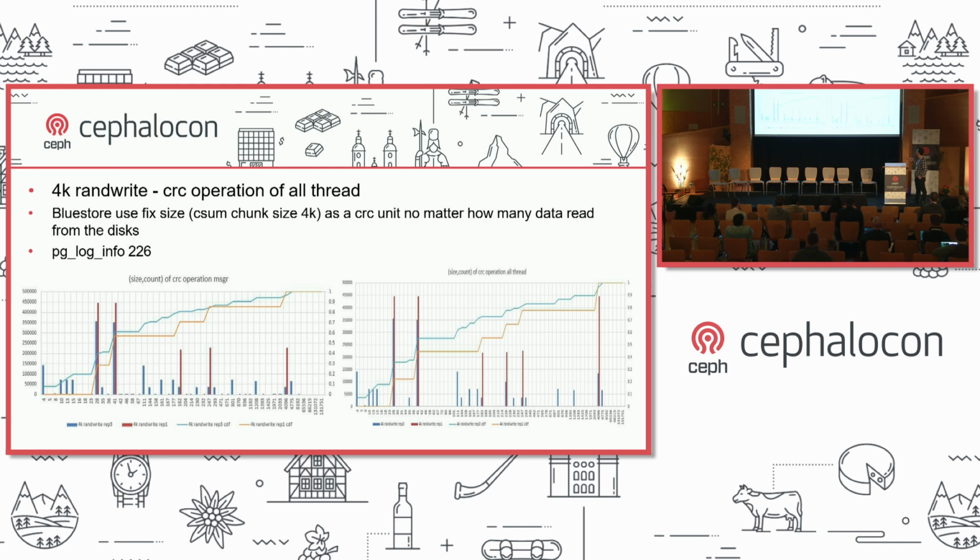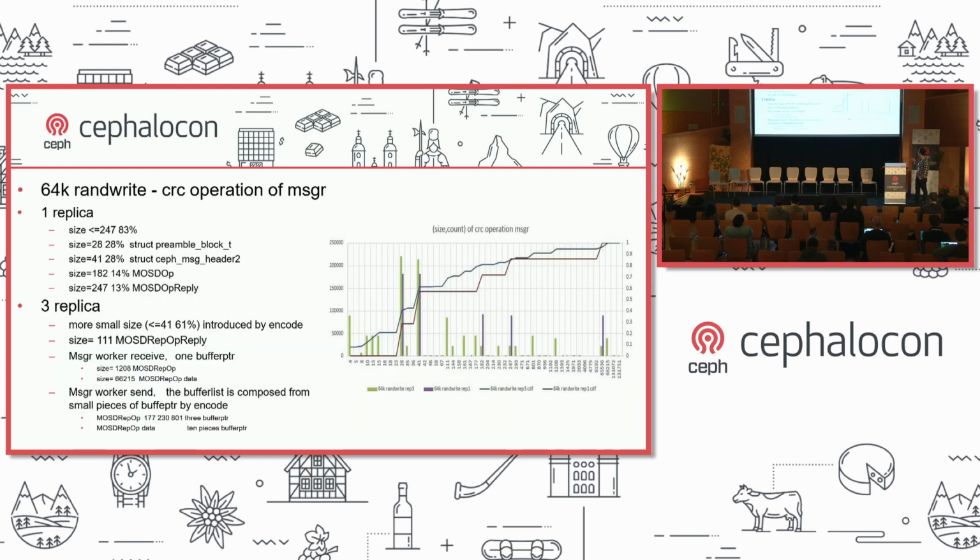Okay, we also take a look at all the threads of the 4K random write. We can see here there is additionally a 226 size. It is the page log information, but the similar pattern is that the small size is always the major part. And for the 64K random write, we have the same pattern as the random write, but the difference is the replica write operation data is much bigger. Here is the same as the random write.